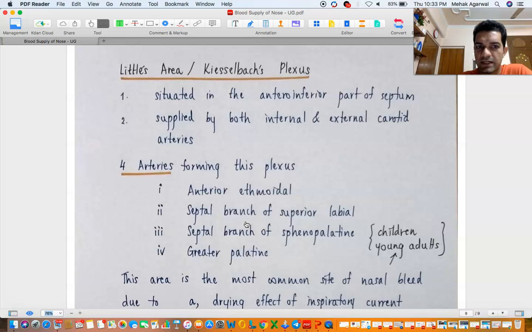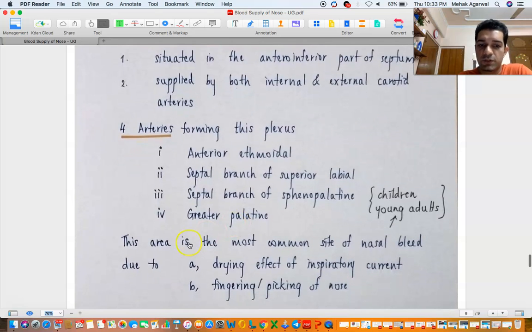So when a question is asked on the Little's area, you need to draw the picture of blood supply of the septum with special attention to the Little's area. We had already shown that in the previous picture. So why is this very important? Because this area is the most common site of nasal bleed, not just in children but also in young adults. The two reasons are, in children, it's mainly because they pick their nose, they put their finger inside their nose whenever it's itching or something, they pick it and then it starts bleeding because it's just right here. And also due to the drying effect of inspiratory air current.